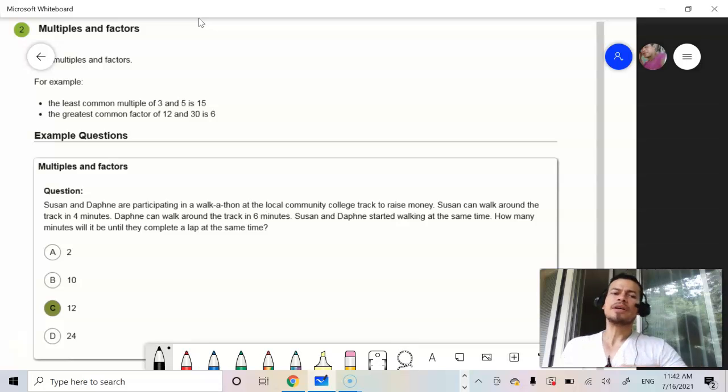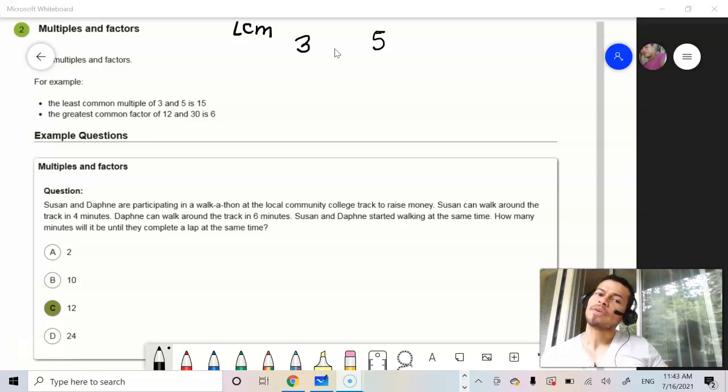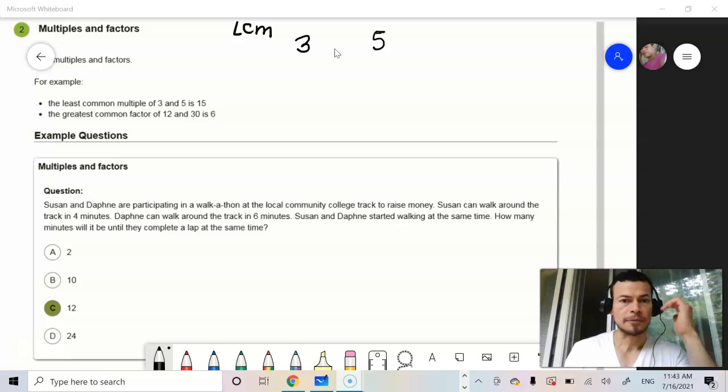And I'm gonna pause here a little bit to explain to you better what is the least common multiple and the greatest common factor. So let's make a parenthesis here before we move on. Okay, let's talk first about the least common multiple. In this case, the two numbers that we are going to study are 3 and 5. Why is 15 the least common multiple between 3 and 5?